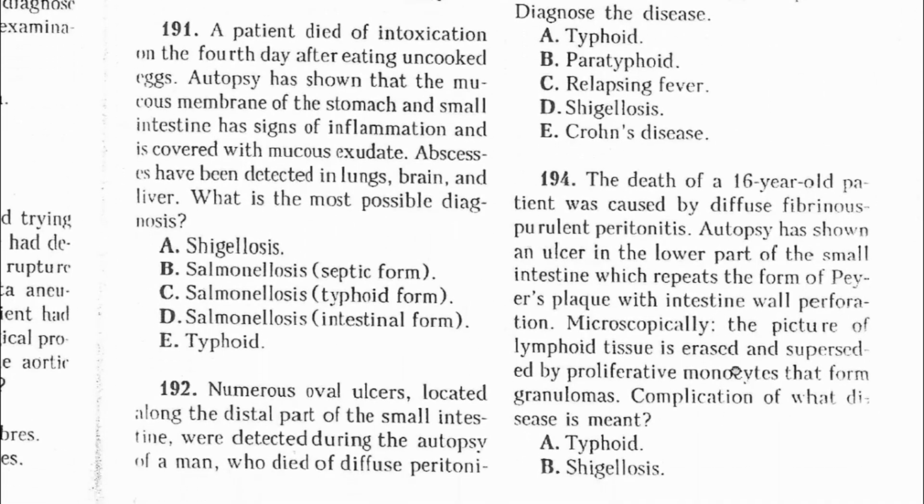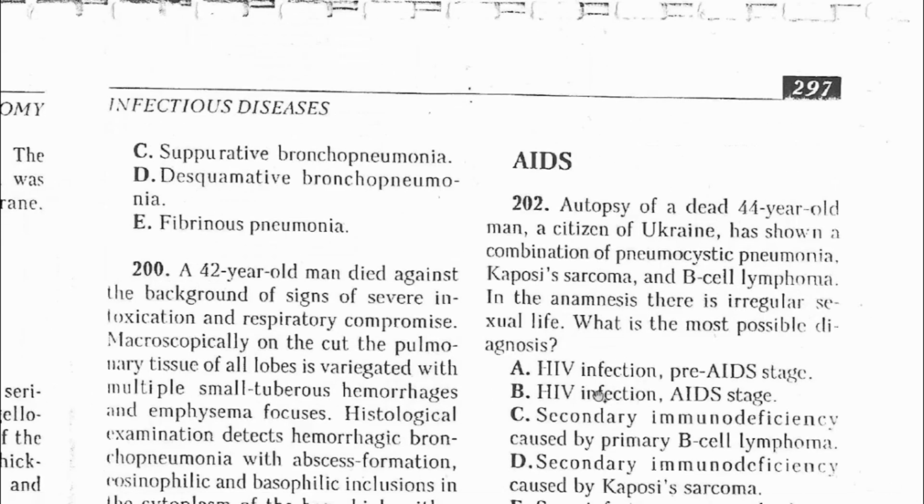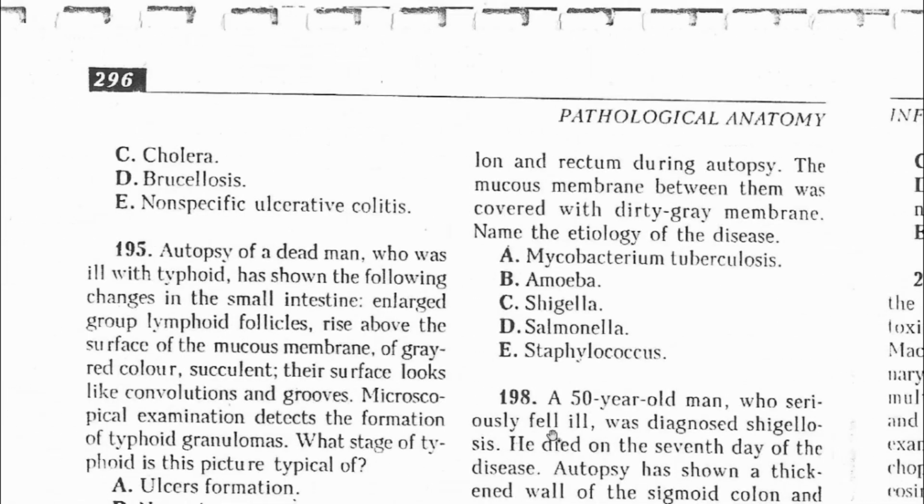94. The death of a 16-year-old patient was caused by diffuse fibrinoid purulent peritonitis. Autopsy has shown an ulcer in the lower part of the small intestine. Come on, which represents the form of Peyer's plaque with intestine wall perforation. Again, typhoid. It's your guy. So your answer is A. Okay, that was 94. Now 95.